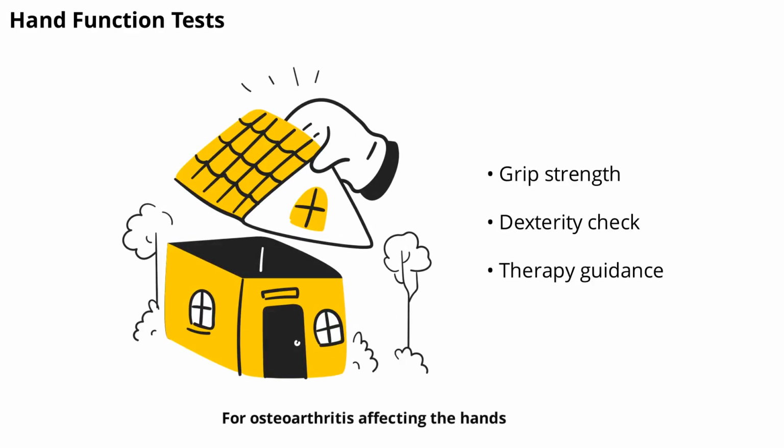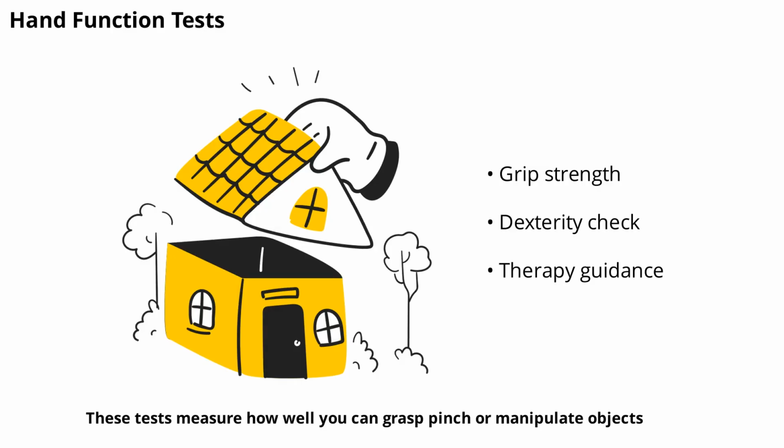For osteoarthritis affecting the hands, doctors may use grip strength tests or dexterity assessments. These tests measure how well you can grasp, pinch, or manipulate objects. Results help identify functional limitations and guide occupational therapy interventions.